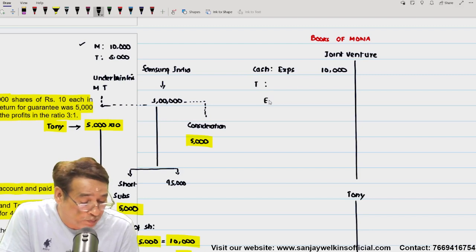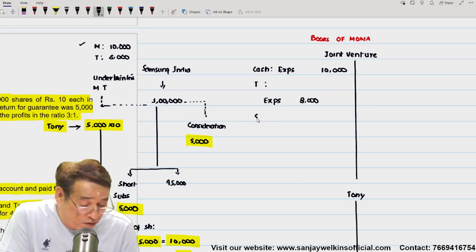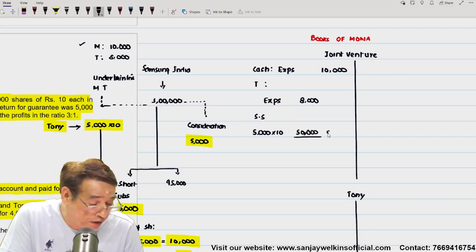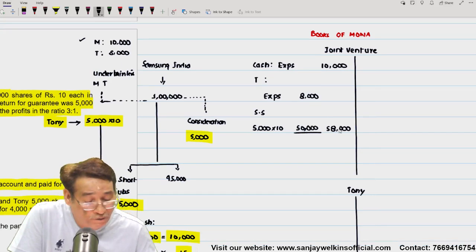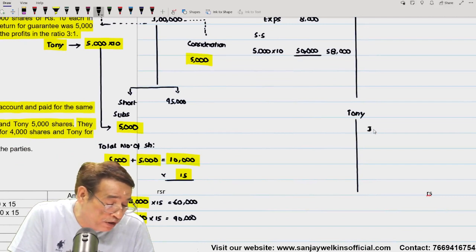Now Tony has spent rupees 8,000 on rent and solicitor fee, and besides that Tony has also paid for the short subscription. There was a short subscription of 5,000 shares, and these 5,000 shares have been taken up, but Tony made the payment. So the total payment made by Tony is equal to 58,000: 8,000 expenses, 50,000 for short subscription. Is it clear to you? We have written here Tony, so in the books of Tony, in the account of Tony, I am going to write by joint venture. That is equal to 58,000.